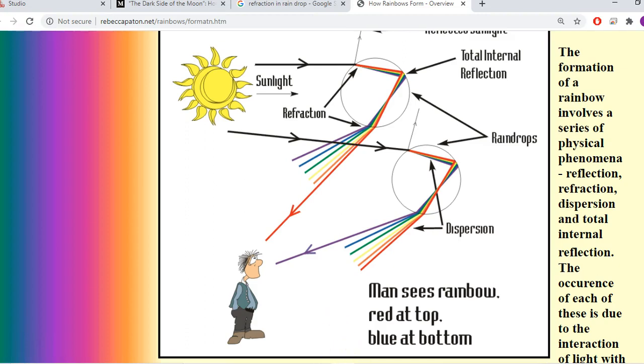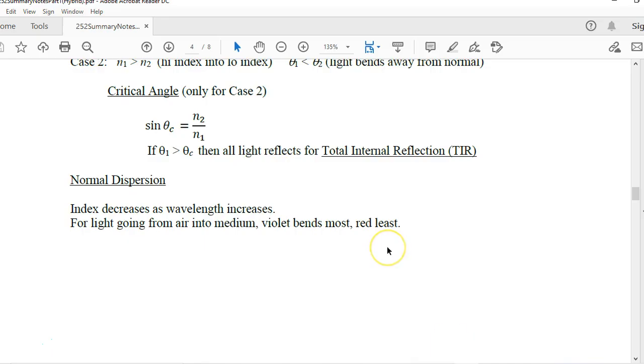All right, so look, go back to the summary notes. For normal dispersion, index decreases as wavelength increases. Red's going to have a lower index than violet. And for light going from air into a medium, violet bends the most, red the least. Okay? All right, those are the main concepts I want you to remember.